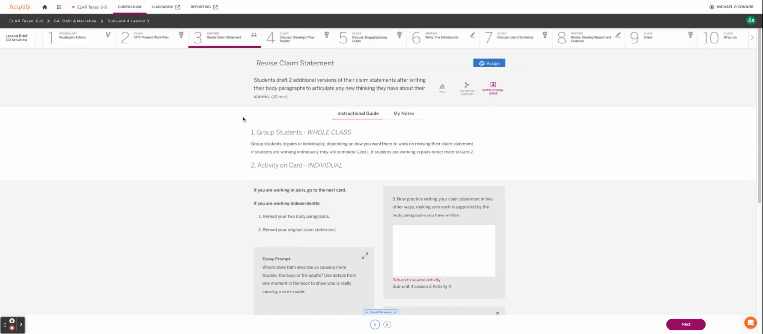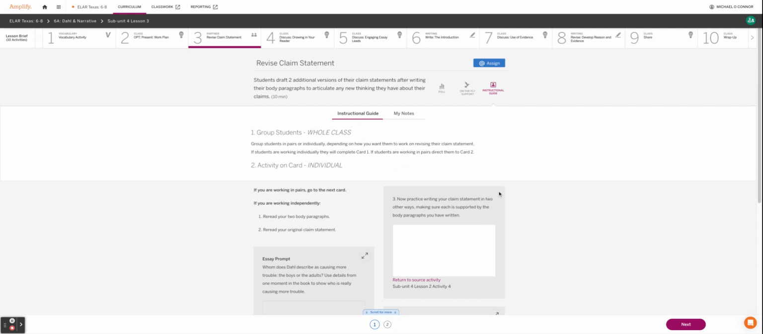All right, everyone. This is activity 3 for lesson 4. In this part of the writing activity for your essay, you are working on revising your claim. Remember, your claim tells the reader what they're going to be reading about. It's the position that you're taking. It's what you're finding evidence to support.